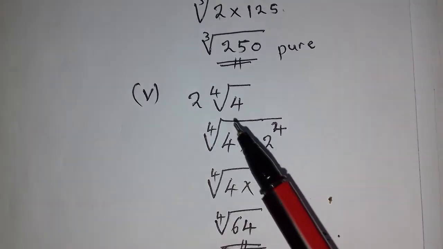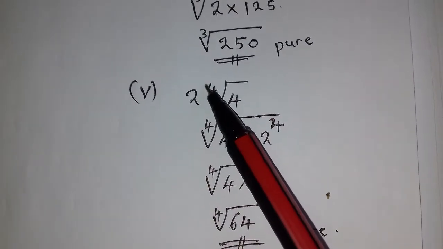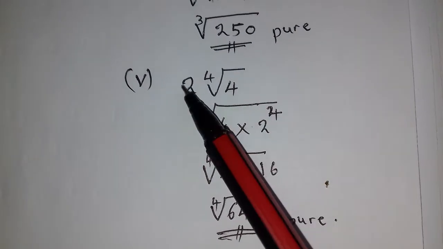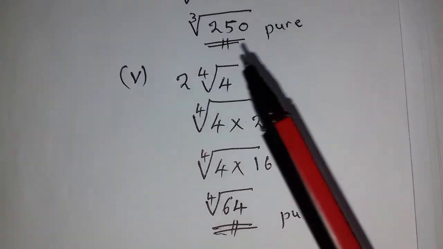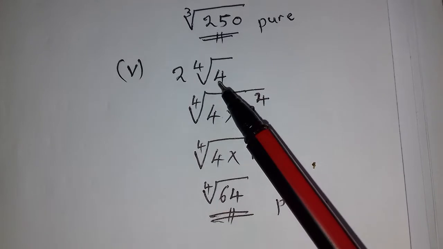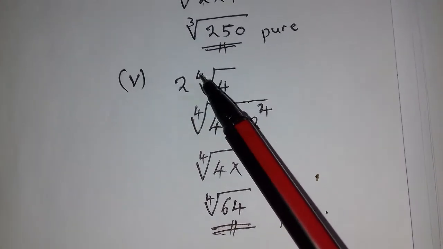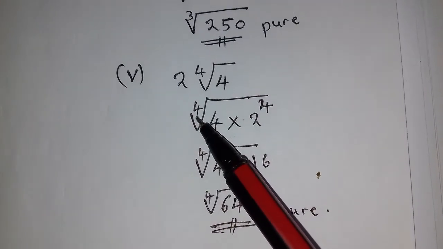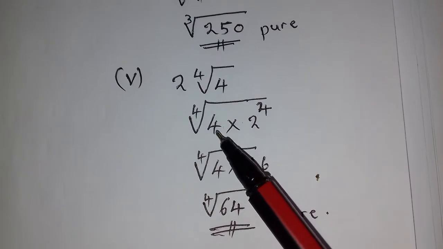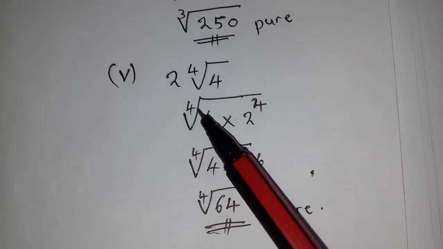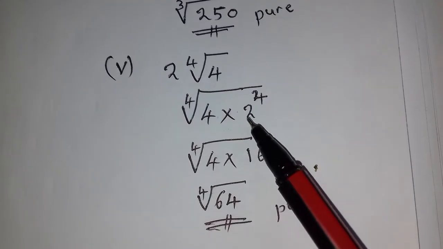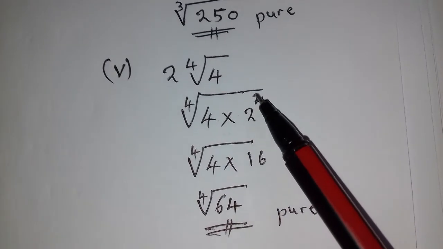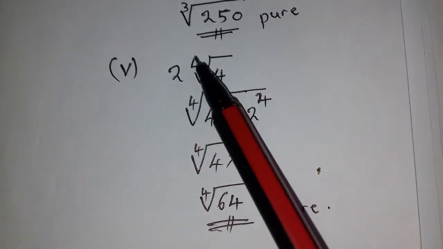Under the same, we have 2 and the fourth root of 4. How do we convert this mixed side to a pure side? So we write the radical sign together with its index, which is this one here. This 4 remains where it is, but this 2 goes inside. When it goes inside, it will carry the power, which is our index.